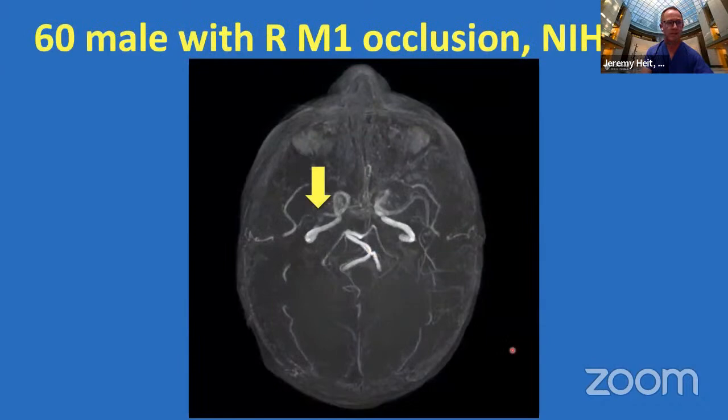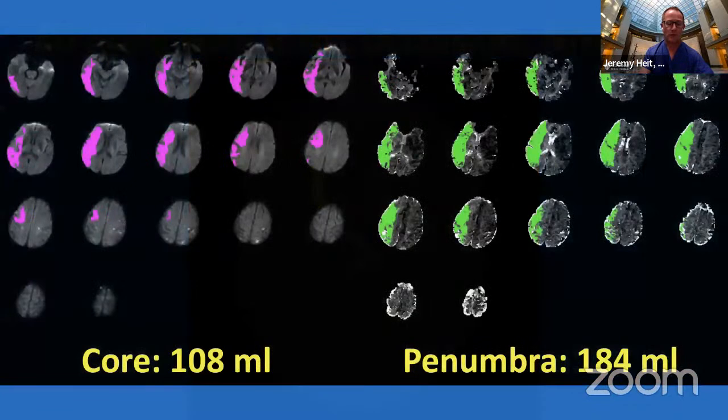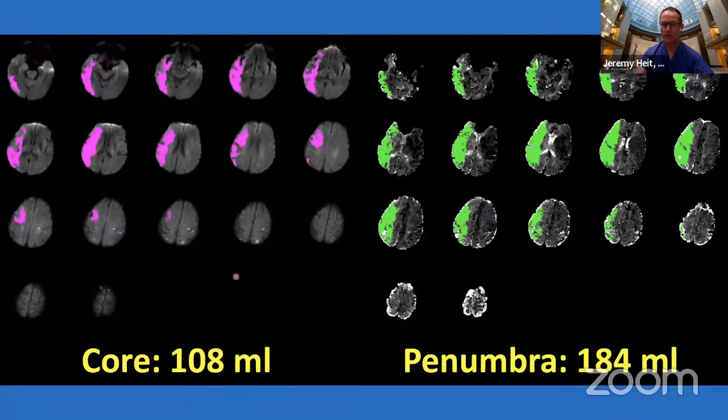So this is a 60-year-old male with a right M1 occlusion. We've seen here, again, a high stroke scale. And this is an MR angiogram. And when we look at this patient's perfusion imaging, this is a pretty big core and it's a diffusion-weighted image core, right?